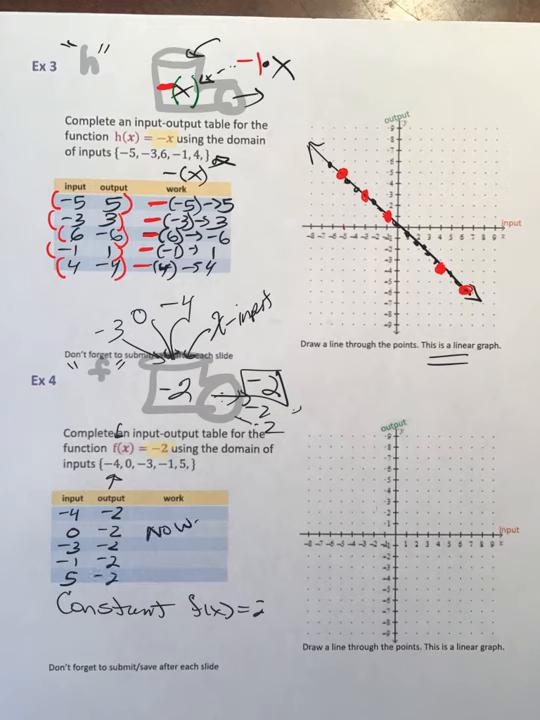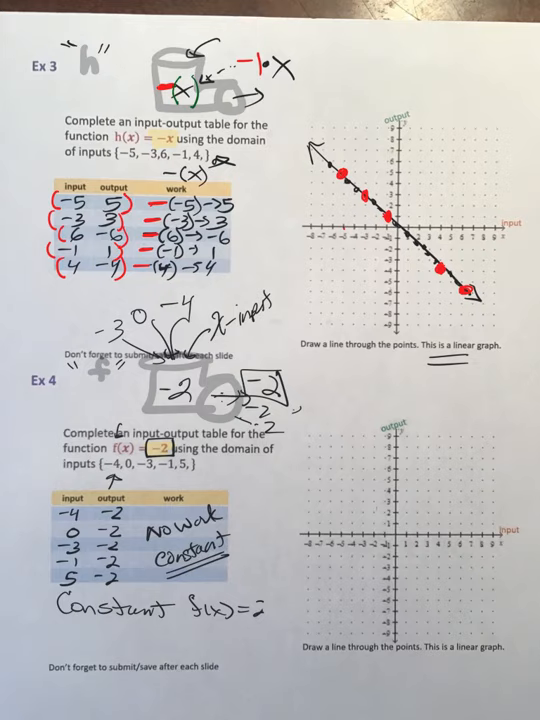There's no work for this one because it's a constant function. You're not doing anything to the input. The input's just going in, and the machine's just moving around, and then it's going to spit out a -2 every single time. That is called a constant function, because notice there is no x. If there is not an x, that is always a constant function.